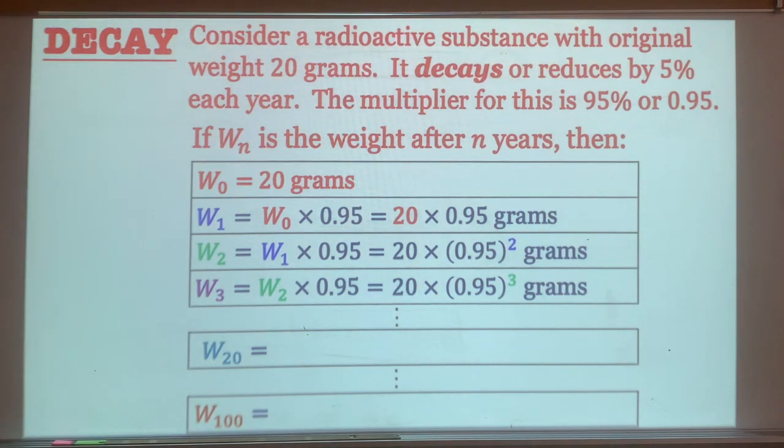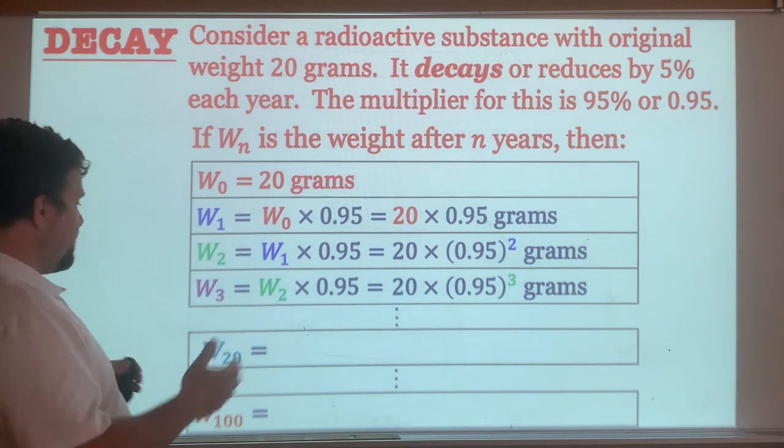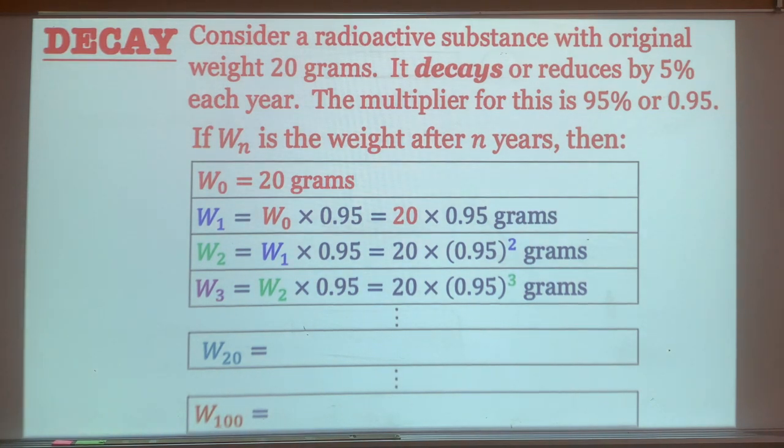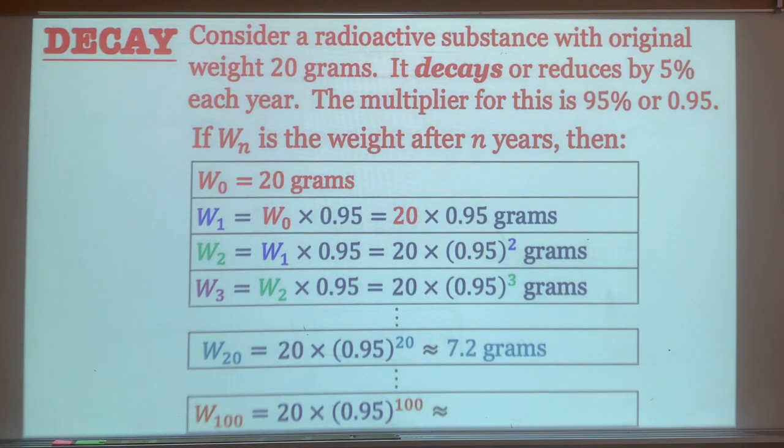If I was going to type that in the calculator, that'd be about 17.15-ish. What do you think these two would be? Try to see these. I want the actual answers for these. So 20 times 0.95 to the 20th, and 20 times 0.95 to the 100th. These answers would be approximately 7.2 grams, right? And about 0.1 gram. So see how it decreases a bunch every time?